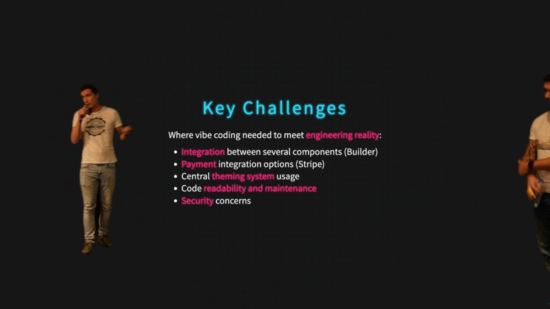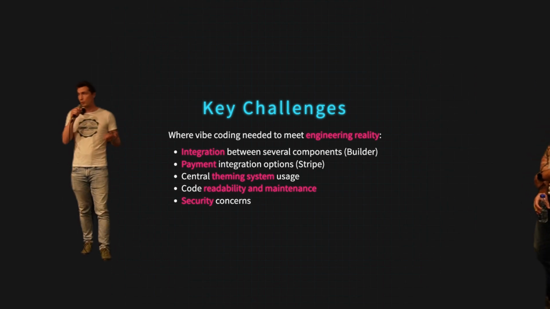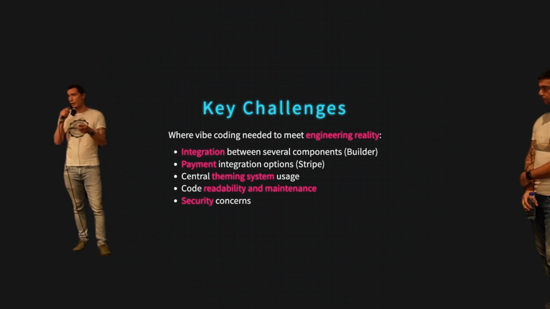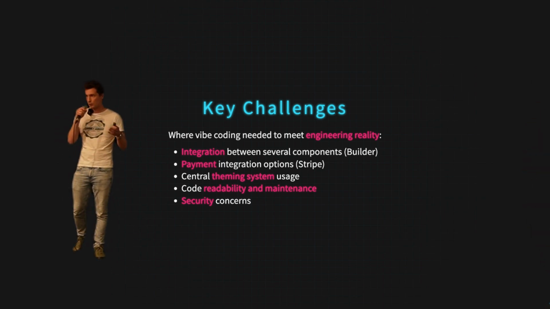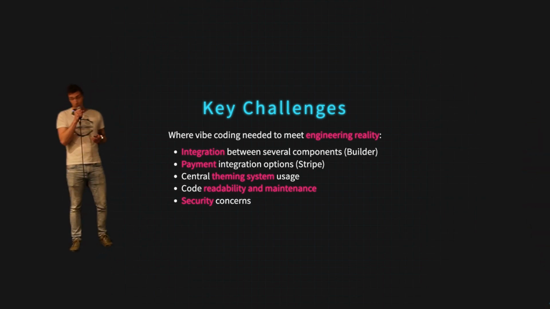And also security concerns. Again, for example, the webhooks for Stripe needed a hash validation, and we needed to intervene there in order to make sure that everything works correctly. If not, it would probably not be secure at all.